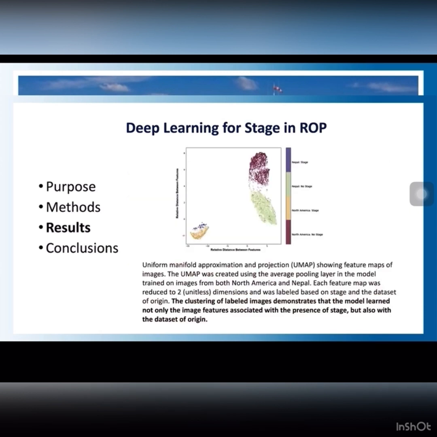This is a uniform manifold approximation and projection map, or UMAP, showing feature maps of the images in the data sets across both no stage and stage images and across the 2 data sets. What this shows is that even though the model trained on both data sets was able to distinguish no stage and stage effectively in both data sets, it also was able to learn which data sets those images came from. This may be important when we implement and translate these models into practice around the world.